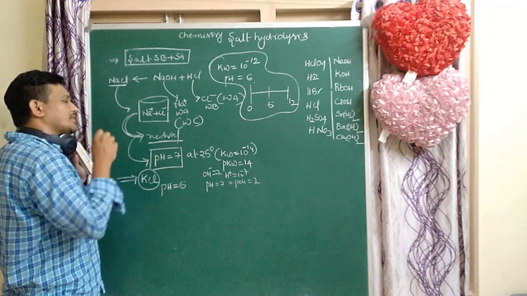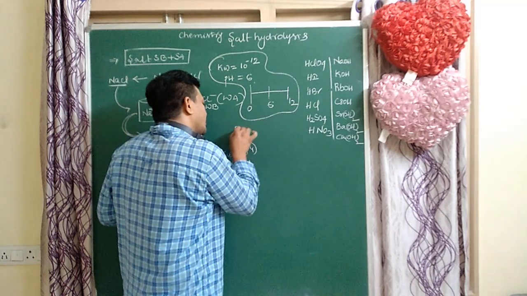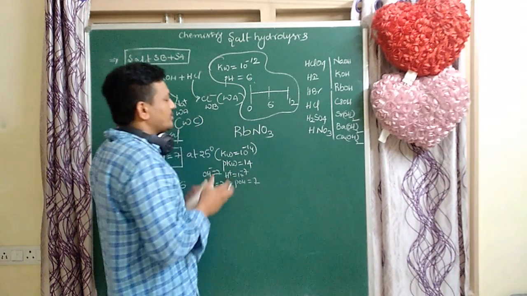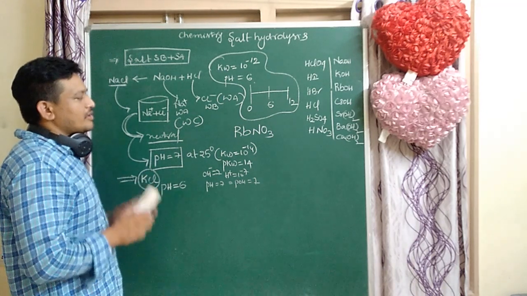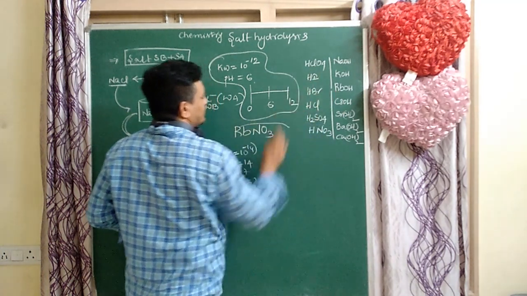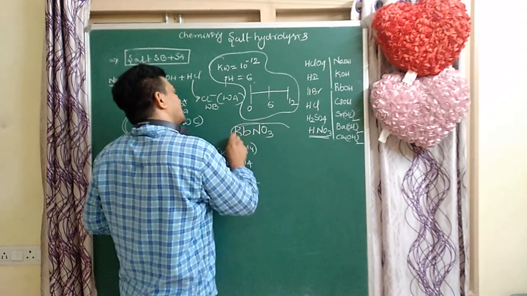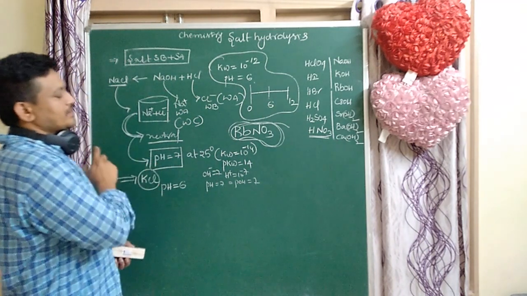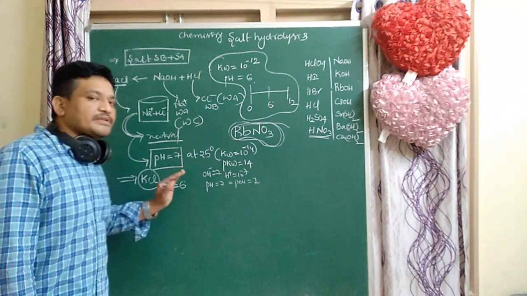So whatever the salt may be, for example, one unknown salt is given, RbNO3. I don't know it before, but when that salt is dissolved in water, Rb plus and NO3 minus are formed. The Rb came from a strong base and NO3 minus came from a strong acid. So this salt does not react with water. The salt is not hydrolyzed. That means the nature of the aqueous solution is neutral.